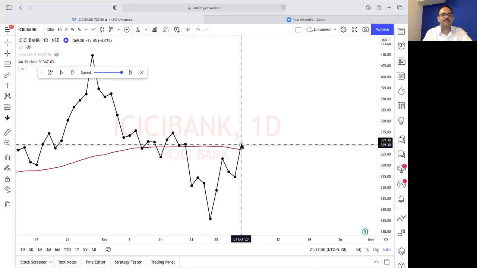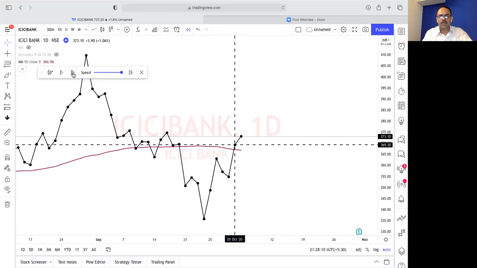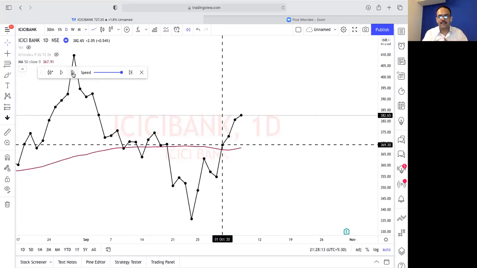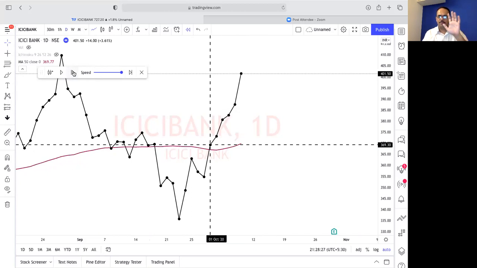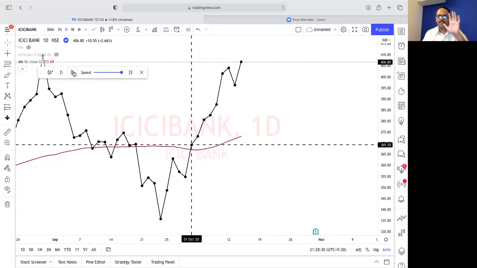Now, second question: I have the ICICI Bank share, should I keep it or sell it away? The answer is, keep it in your pocket as long as it is above the 50-day moving average. Still it is above the moving average. How many of you agree this close is above the 50-day moving average? This is the 50-day moving average line. So keep that share with you till it is above.